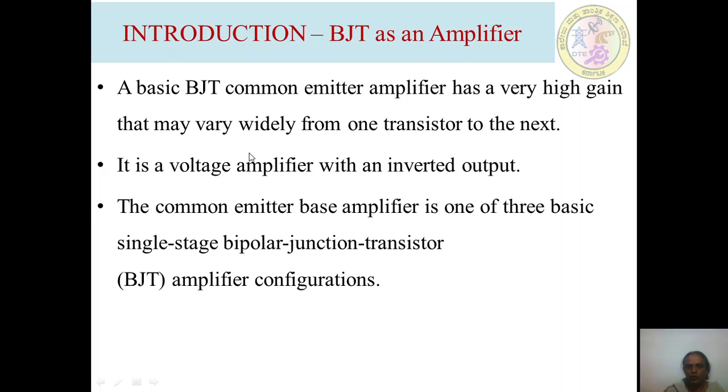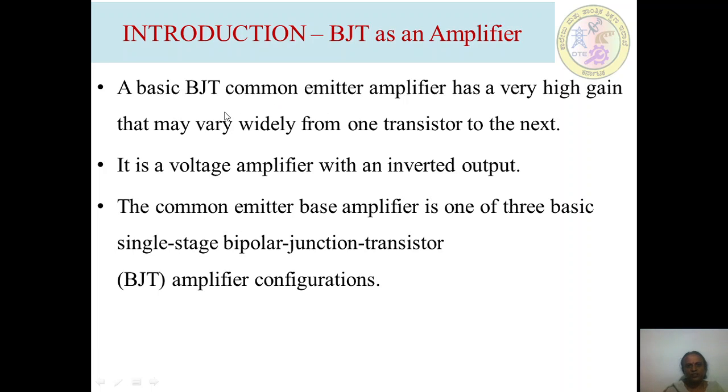BJT stands for bipolar junction transistor. Here the active component we are using is the transistor. In a basic BJT, you have 3 modes of configuration, namely the common emitter mode, common collector mode and common base mode. Out of these 3 modes, one of the modes taken is the common emitter amplifier, which has a very high gain comparatively to the common collector as well as the common base.